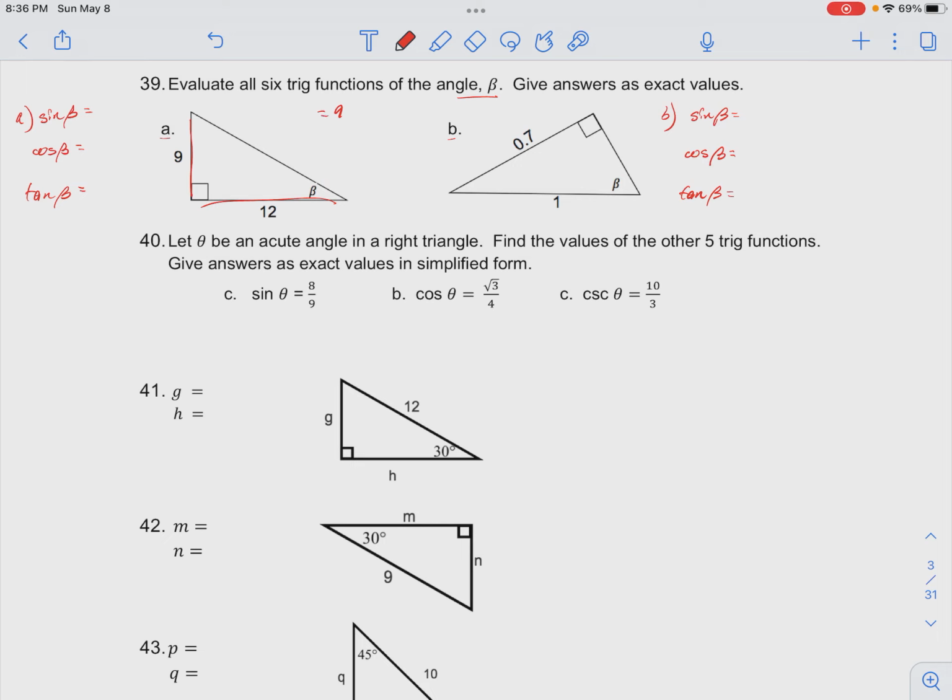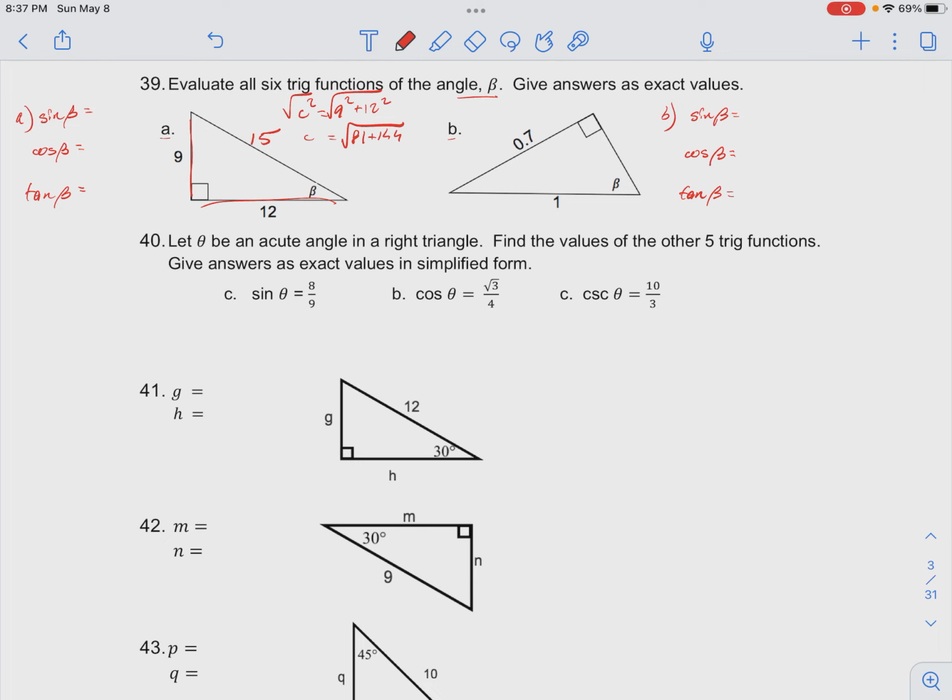So we have our hypotenuse squared is equal to 9 squared plus 12 squared, which is 81 plus 144. Taking the square root on both sides, we have c is equal to the square root of 81 plus 144, which gives us a value of 15. So now if we know that our hypotenuse is 15, we can solve for all of the trig functions of beta.